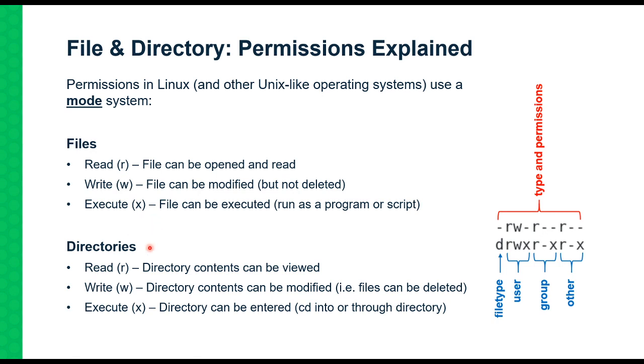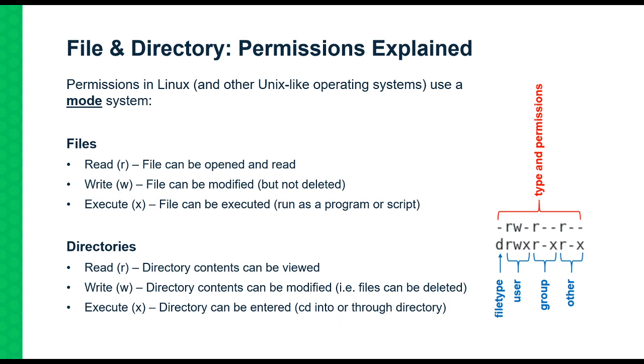Then we can look at directories. We've got the r for directory: directory contents can be viewed. Then a w means directory contents can be viewed and modified. For example, files can be deleted within the directory. Then lastly, the execute: a directory can be entered, or you can change into the directory, with the execute functionality.